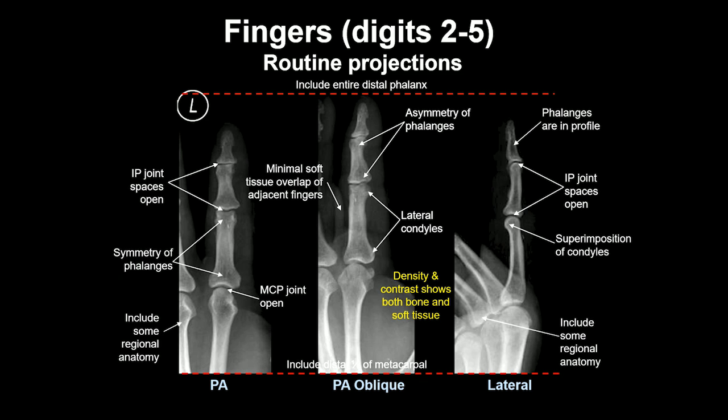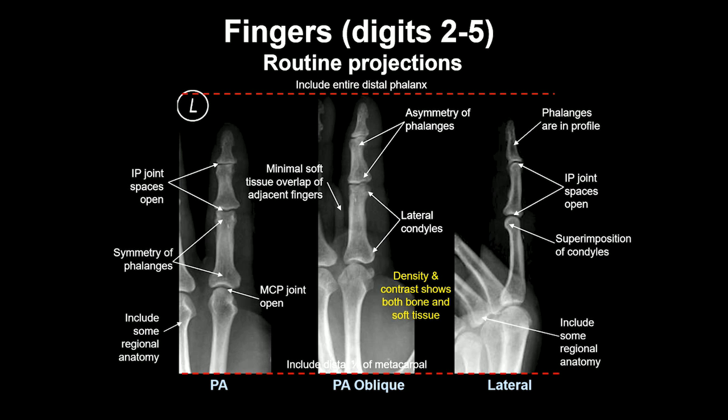If you want to check if the positioning is okay, you should be able to see on the PA view that the IP joint spaces are nice and wide open, and that there is symmetry of the phalanges. You should also include some of the regional anatomy next to it so that you can identify which digit you're actually looking at. The metacarpophalangeal joint should also be open. With the positioning of the fingers, there should be minimal soft tissue overlap, so the fingers should be spread a little bit.